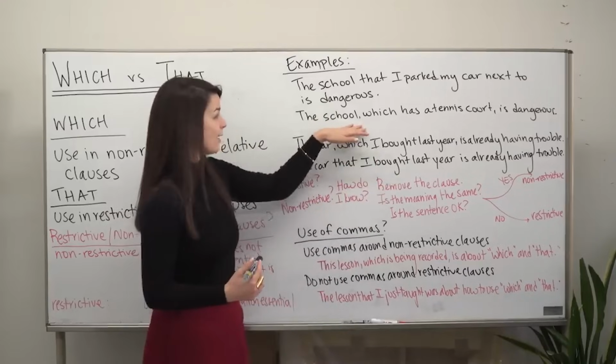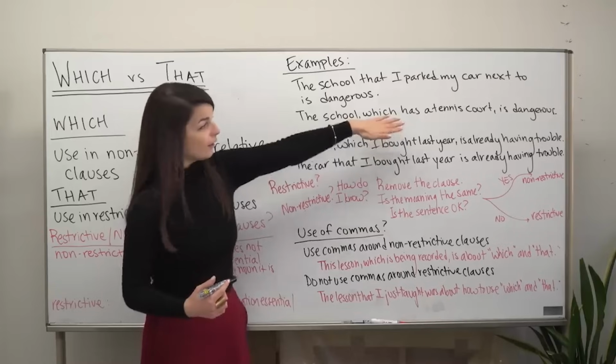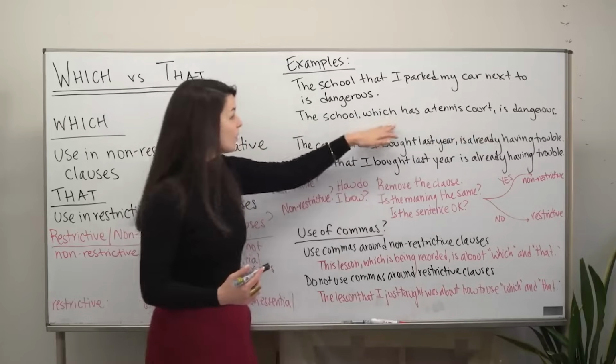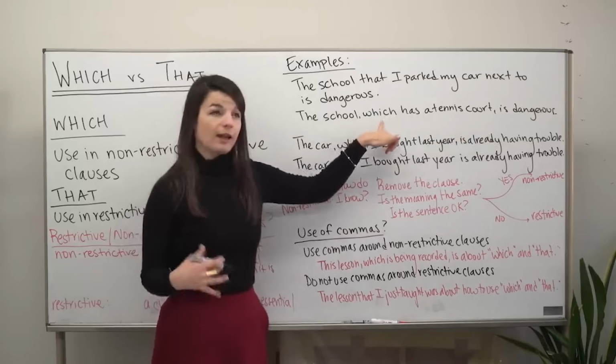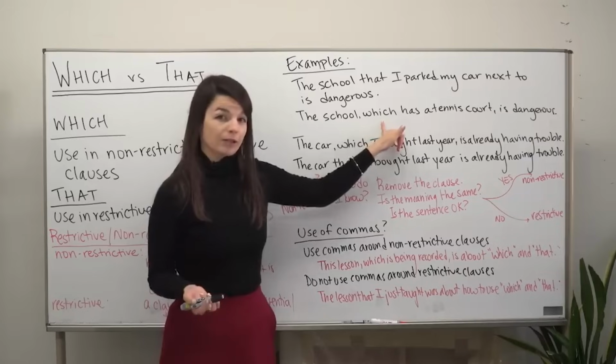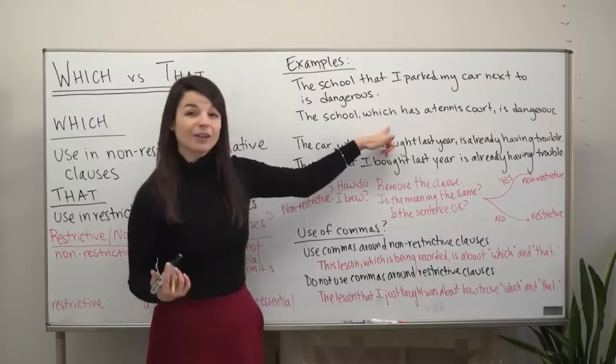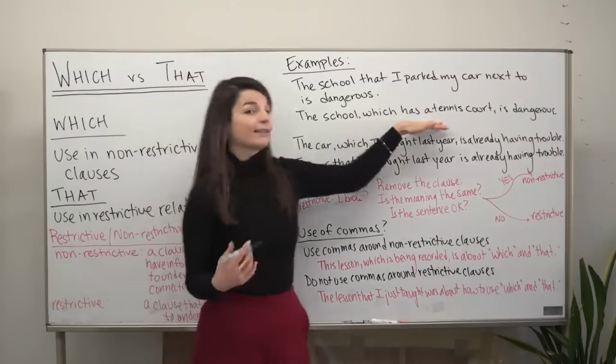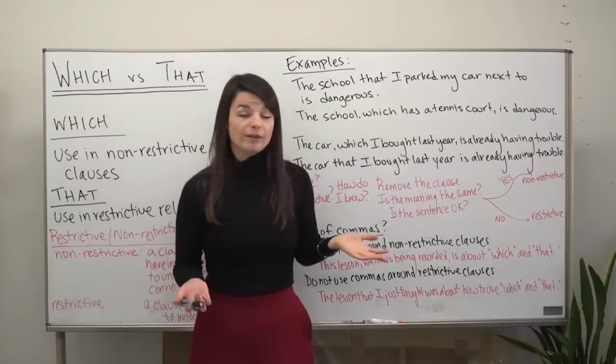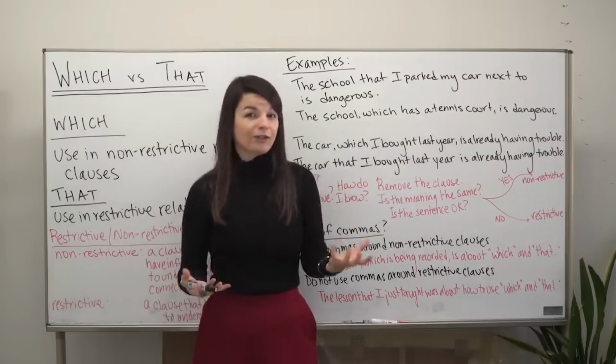In this sentence, however, the school, which has a tennis court, is dangerous. I've used which. So which is used in non-restrictive clauses. This shows us it is extra information. The school has a tennis court. Do I need to know this information? No, it's just extra information.